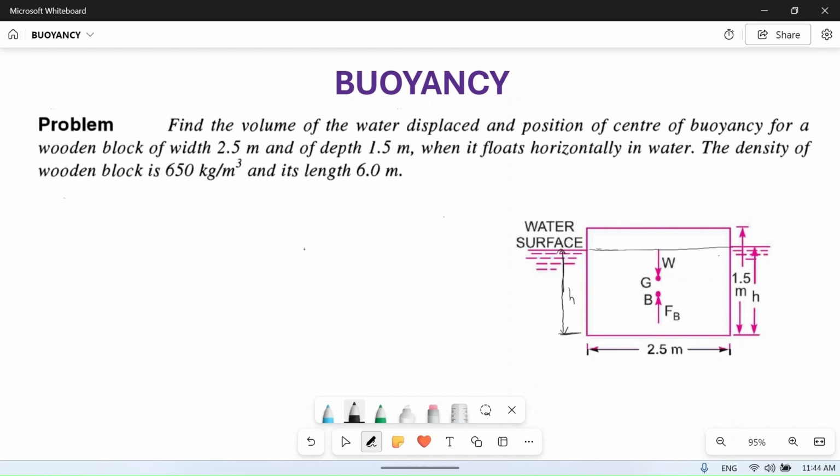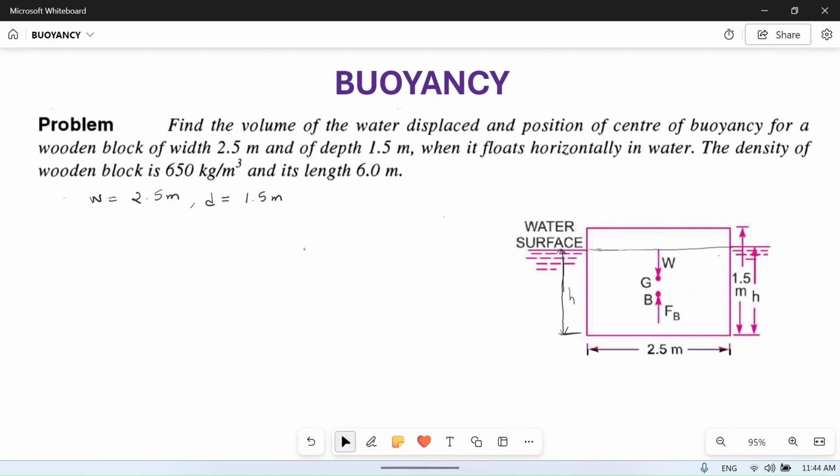So let's solve this numerical problem and then you will understand better. Find the volume of water displaced and position of center of buoyancy for a wooden block of width 2.5 meter. So let's note down the parameters also. Width is equal to 2.5 meter and the depth d is equal to 1.5 meter when it floats horizontally in water.